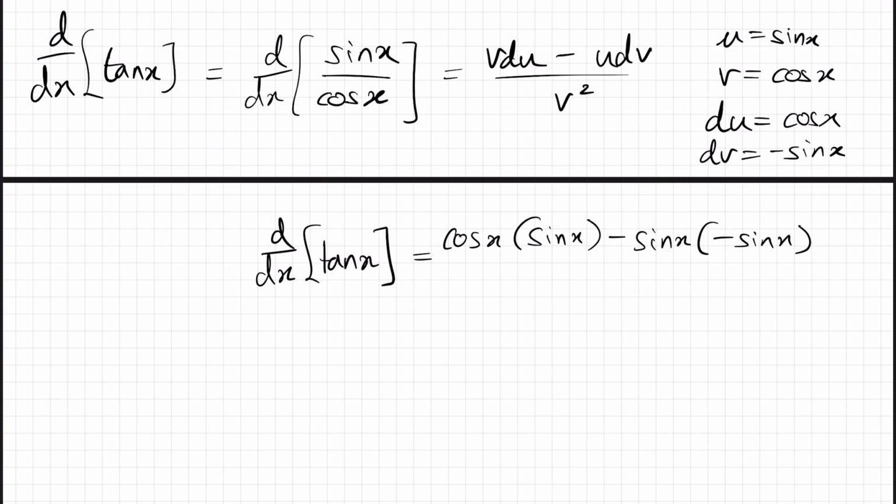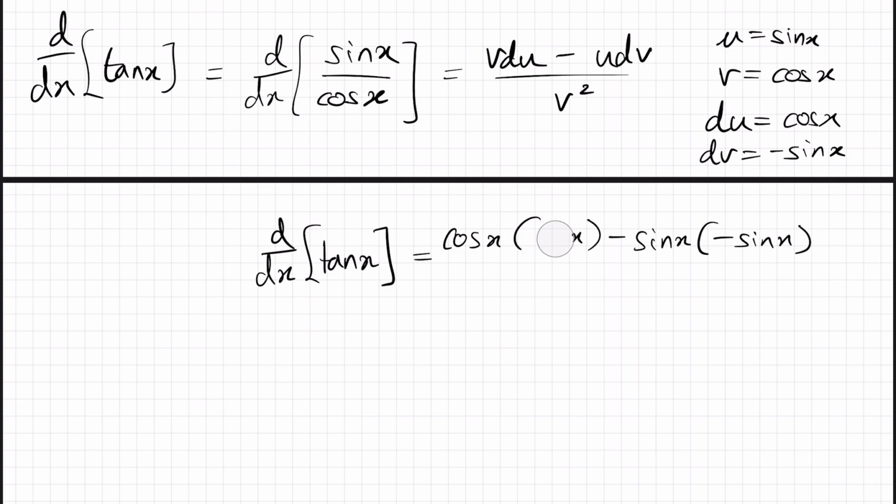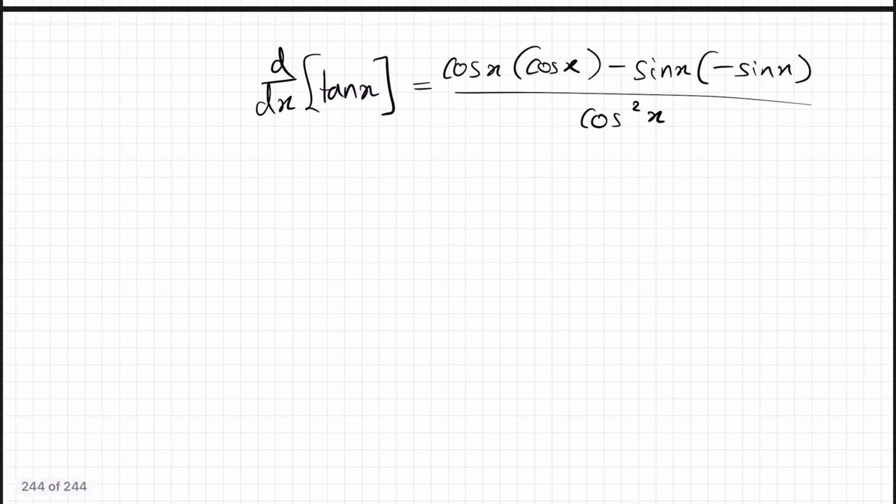And hang on, I must have made a mistake here somewhere. Ah yes, du is cos x, not sin x. Okay, so a small mistake, but now it's all over v squared, so that's all over cos squared x. Now, I think you guys can see what's going to happen here, but we can write this top bit as cos squared x plus sin squared x over cos squared x.